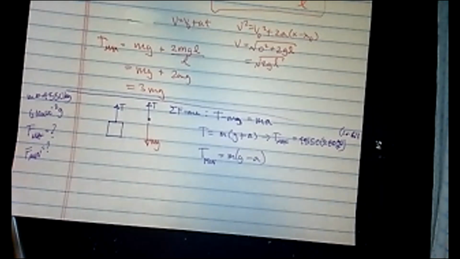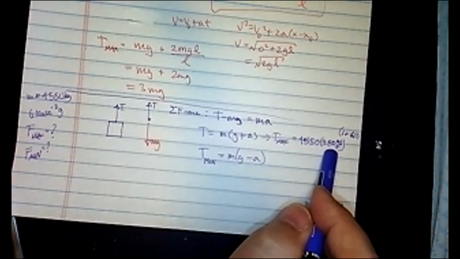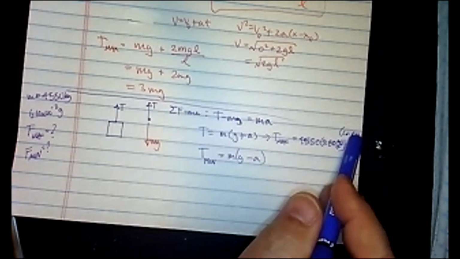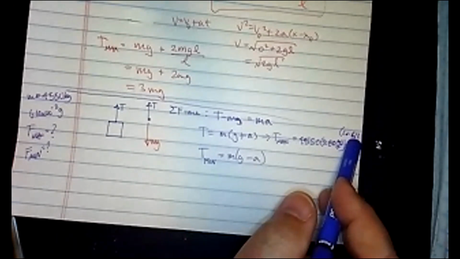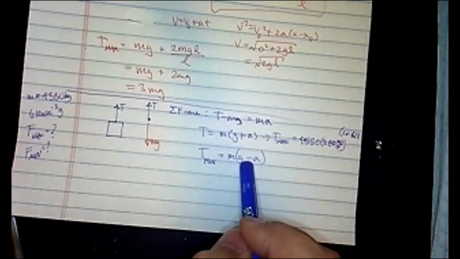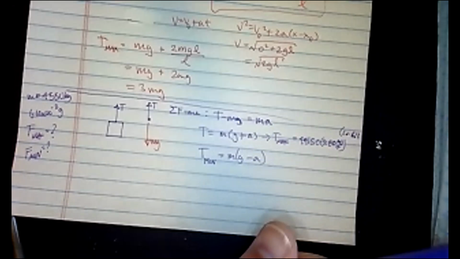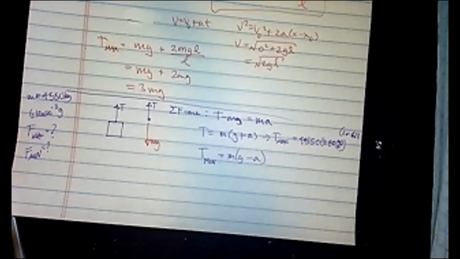So that's all you have to do. I even factored out a g here. I do 4550 times 9.8, and then I multiply it by 1.061, and that'll give me my max. And when I do 1 minus 0.061, that'll give me my min. Okay, that makes sense.